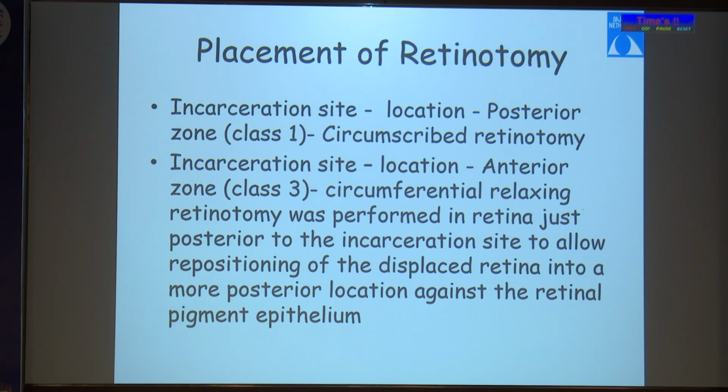Now, where do you place the retinotomy? This is what is most important. If you have an incarceration in class 1, then you will have to place a circumscribed retinotomy. If you have a class 3, then a circumferential retinotomy is what is going to help you, and this is performed posterior to the incarcerated site to allow the repositioning of the displaced retina into the more posterior location against the RPE.